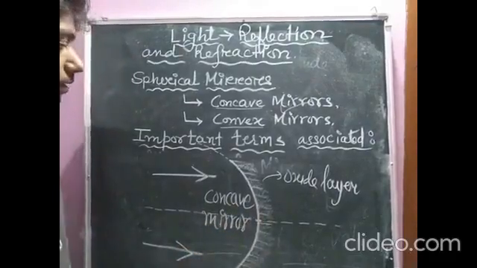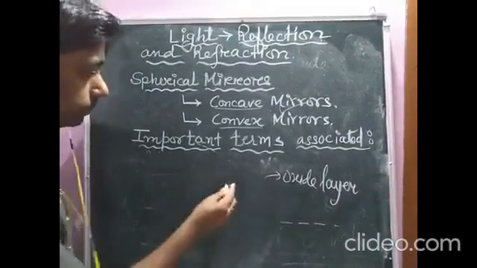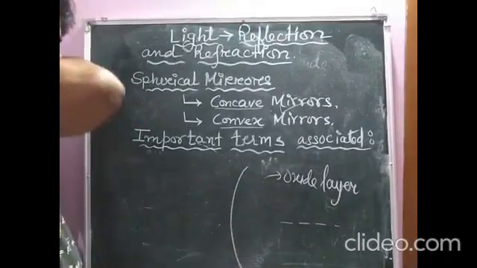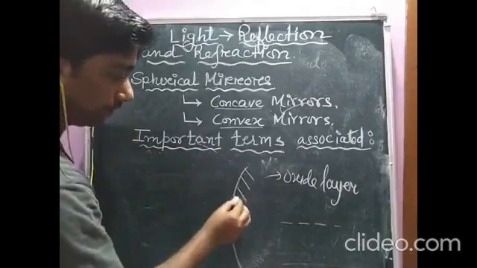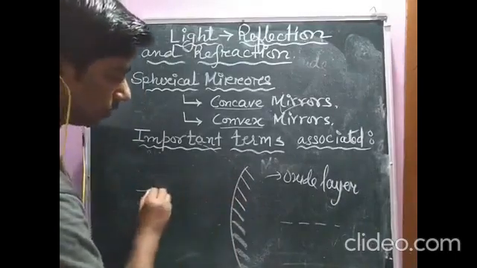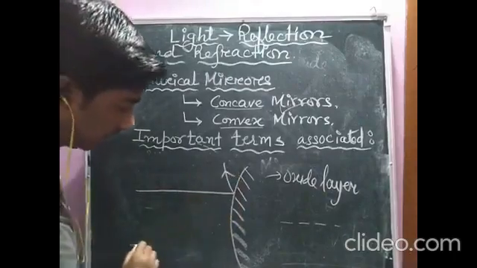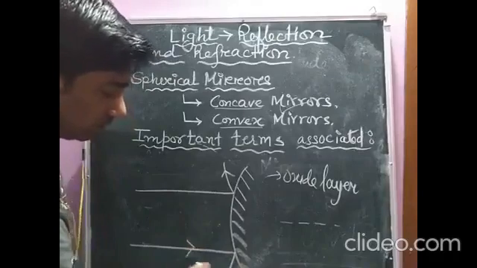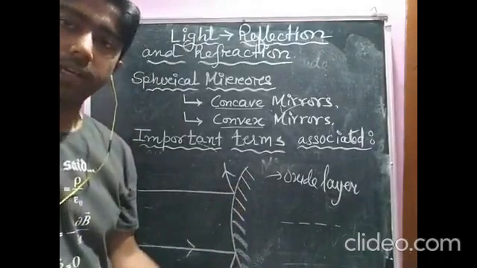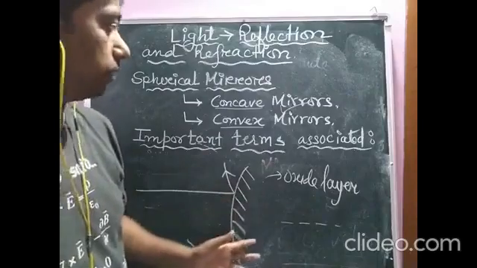And what is a convex mirror? A convex mirror looks somewhat like this. Here the inner surface is covered with an oxide layer, and reflection of light takes place in the outer surface. So if the inner surface is covered with an oxide layer and the reflection takes place in the outer surface, such mirrors are known as convex mirrors.